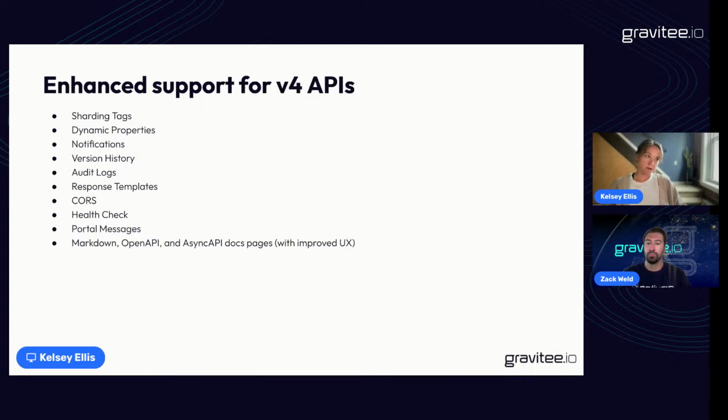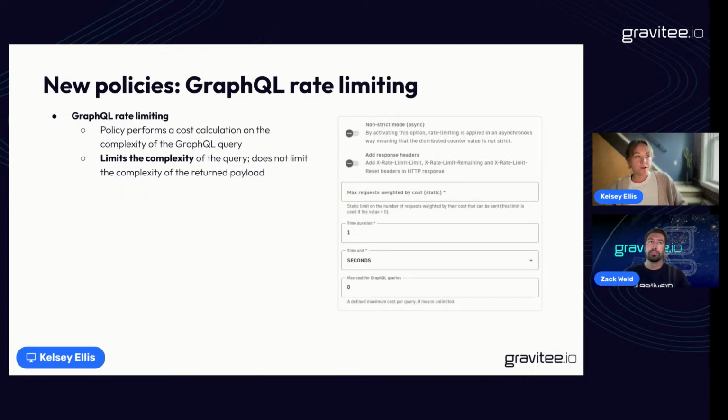So what are we talking about when we're saying we have advanced or enhanced support for V4 APIs with this release? This means sharding tags, dynamic properties, notifications, version history, audit logs, response templates, CORS, health checks, portal messages, and then improved documentation support, which Zach will also cover in more detail. Moving on to the new policies. A big thing that we hear a lot in the field is support for GraphQL rate limiting.